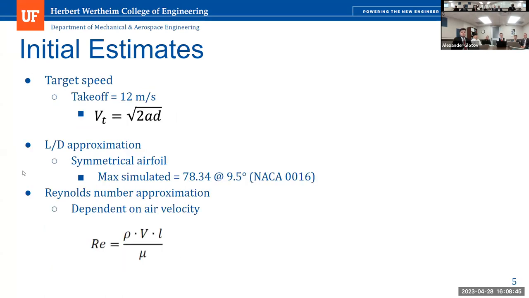So we were also able to generate a target speed for our estimated takeoff and get lift to drag ratios. We compared NACA 0014, 0016, 0018, and 0020 airfoils. We ran those and we found that we got a 78.34 lift to drag ratio. And we picked a symmetrical airfoil because that generated the smallest lift to drag possible. We also approximated our Reynolds number based on environmental conditions in the area of the runway that we were going to be using.